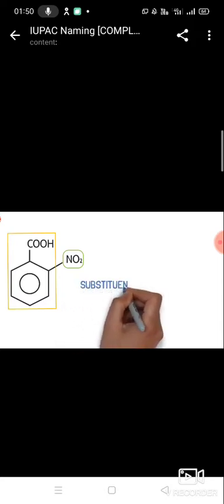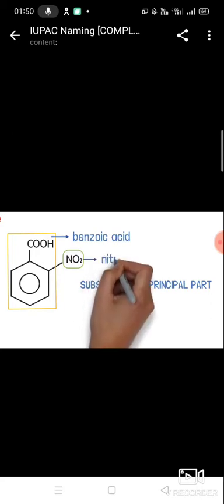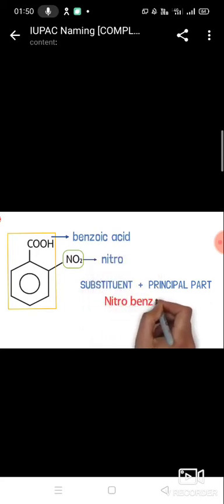In the benzoic acid, a nitro group is present. So what is the substituent? Nitro is the substituent. What is the main part? It is the benzoic acid. So nitrobenzoic acid. If it contains more than one group also, we can name it in this way. The second carbon has the nitro group, so 2-nitrobenzoic acid. We have to state the position.